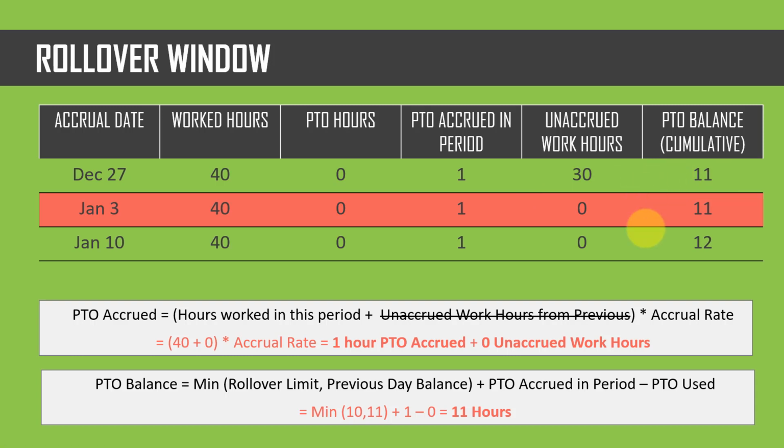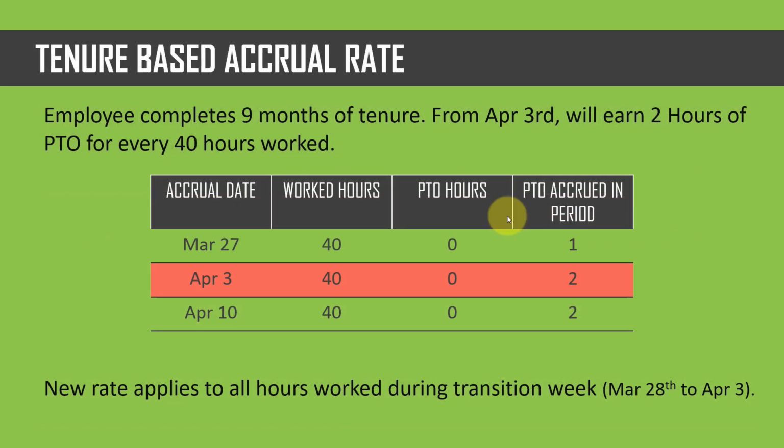Now let's talk about the accrual rate when it changes by tenure. So how does the calculation work in that case? The employee completes 9 months of tenure, and from April 3rd onwards, the employee should earn a new rate, which is 2 hours of PTO for every 40 hours worked. This is the tenure-based accrual rate for loyal employees. They will earn more PTO for the same amount of hours worked. So in the April 3rd window, previously the 40 hours of work was only yielding 1 PTO hour, but now from this period, it'll yield 2 hours of PTO.